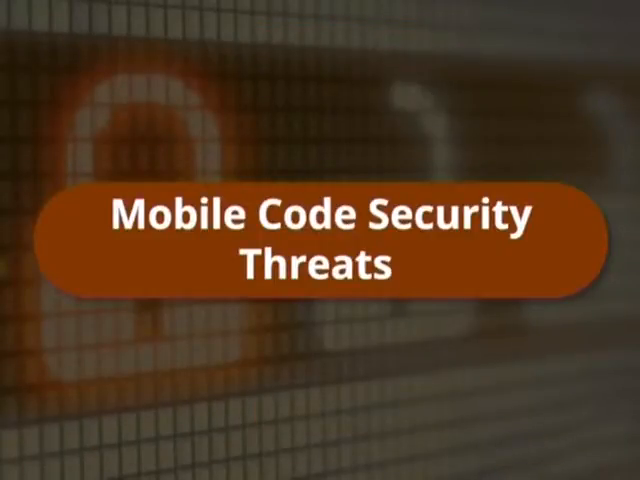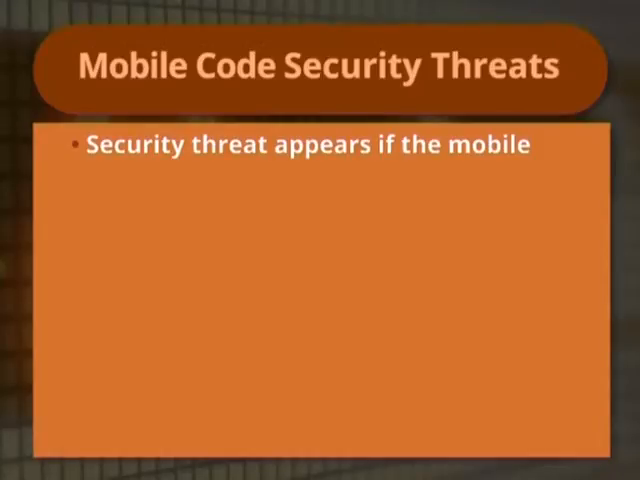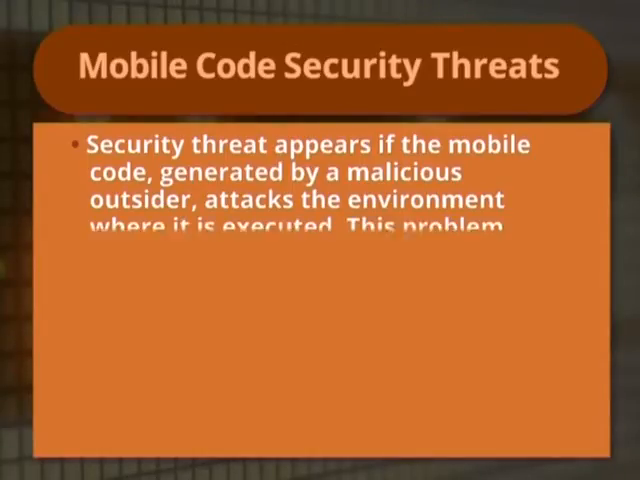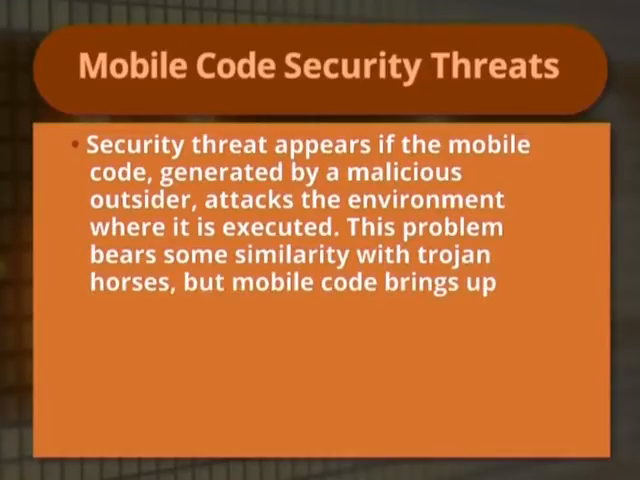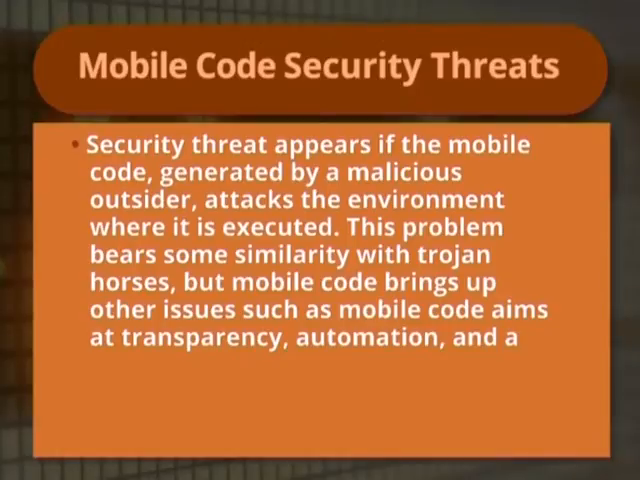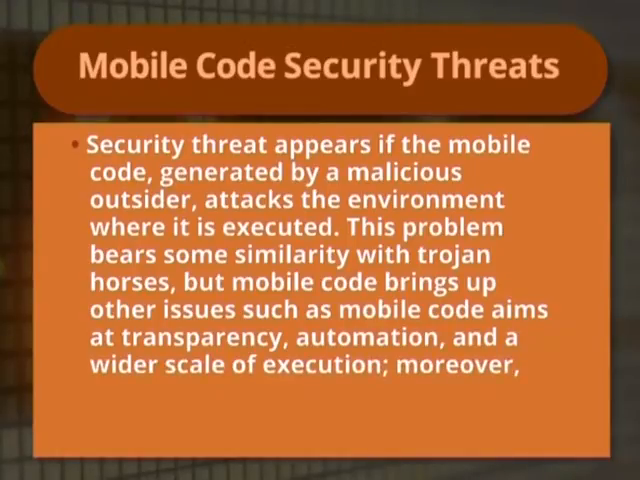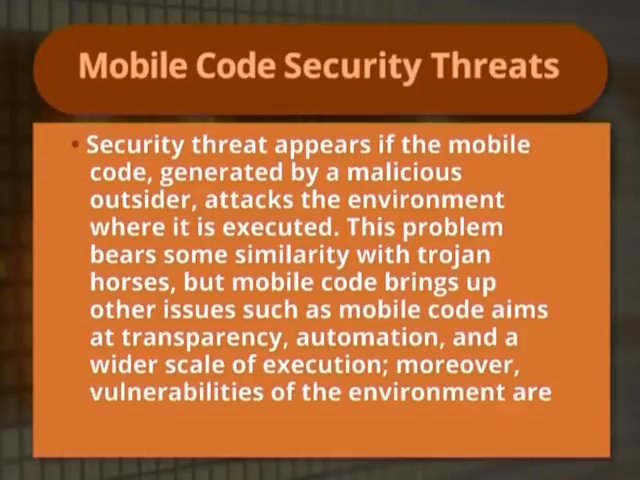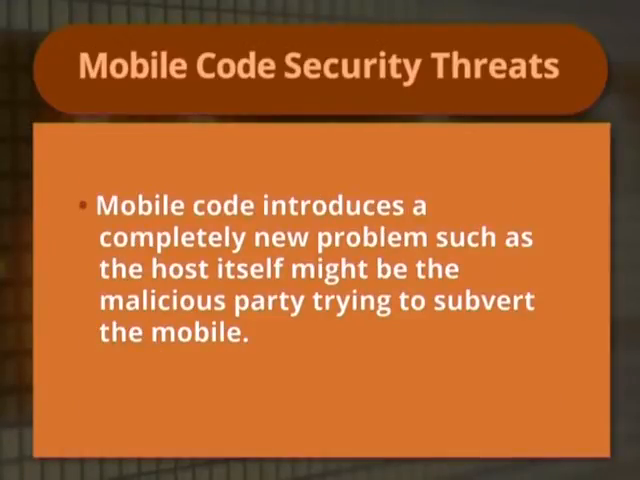Now, let us discuss mobile code security threats. A first security threat appears if the mobile code generated by a malicious outsider attacks the environment where it is executed. This problem bears some similarity with Trojan horses, but mobile code brings up other issues, such as that mobile code aims at transparency, automation and a wider scale of execution. Moreover, vulnerabilities of the environment are not the only targets. In addition to this relatively classical scenario, mobile code introduces a completely new problem: the host itself might be the malicious party trying to subvert the mobile code.